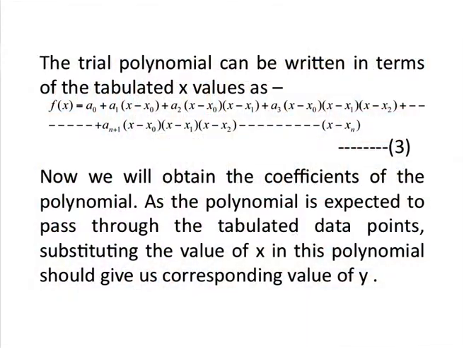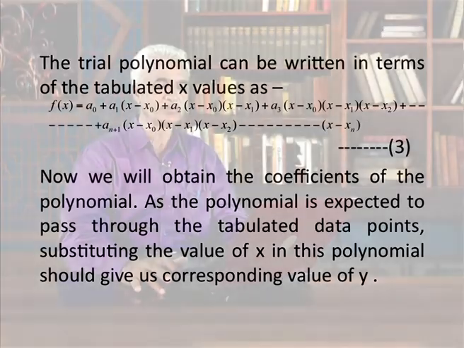We will use this information to frame a polynomial of degree n which passes through these data values. So, the trial polynomial can be written as you can see in equation 3 on your screen. This form is used for easy evaluation of the coefficients, say a0, a1, a2 etc. This trial polynomial will pass through all the data given in the table.